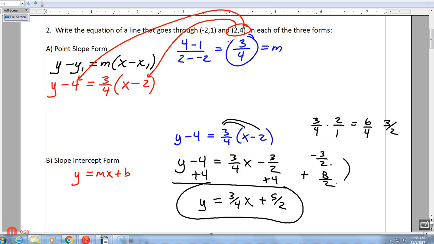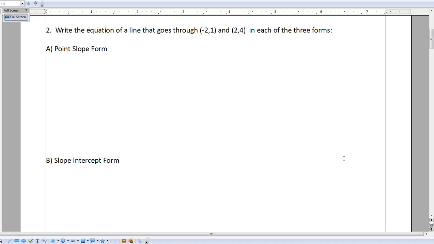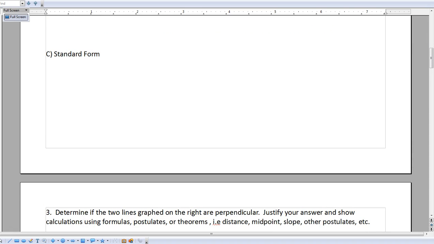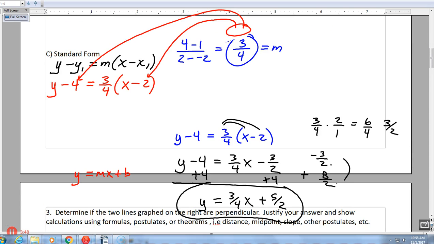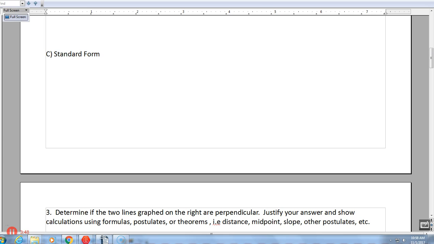Alright, final move, and also you could have used a calculator to add this up and do it on your calculator. Final move is I'm going to change that into standard form. So let me remember that, because I got to scroll down. y equals 3/4 x plus 5/2.